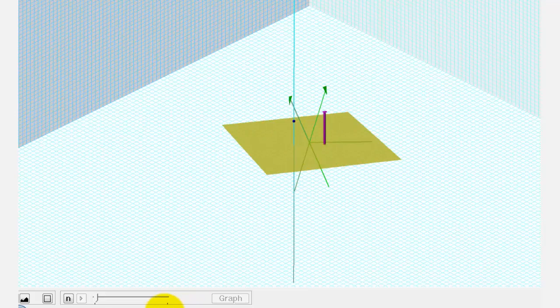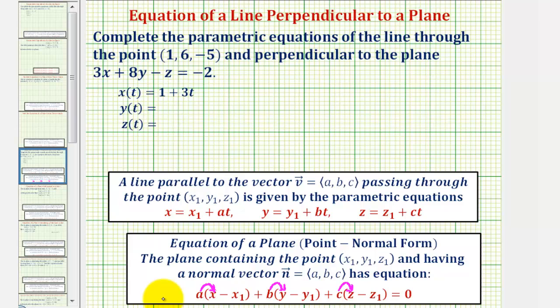So going back to our problem, looking at the equation of the plane, we need to be able to recognize that this tells us a normal vector to the plane, vector n, would have an x component of 3, a y component of 8, and a z component of -1. And this is also the direction vector of the line perpendicular to the plane, or the line will be parallel to this vector. Which means looking at the parametric equations of our line, this tells us that a = 3, b = 8, and c = -1.